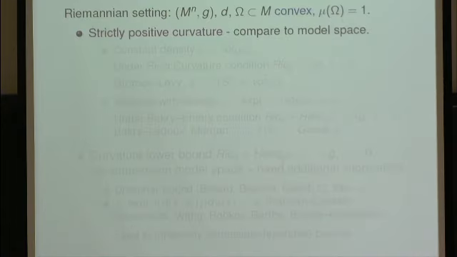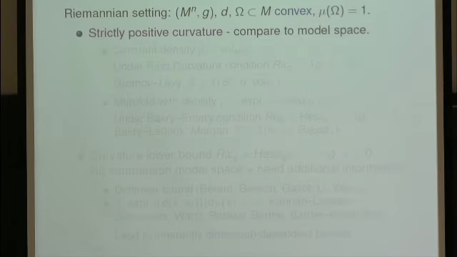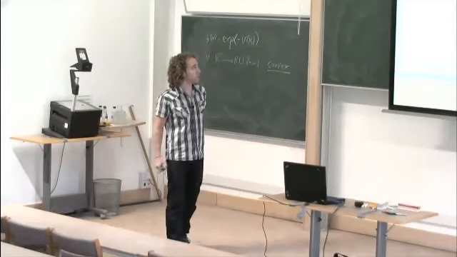From here on, we're always going to talk about the Riemannian setting. We have this nice manifold. We have the geodesic distance on this manifold. If we want, we can take our domain to be a subdomain of this manifold, but then we're going to require that this domain is geodesically convex to prevent these types of pictures. And we're always going to assume that our measure is a probability measure, having mass equal to 1.